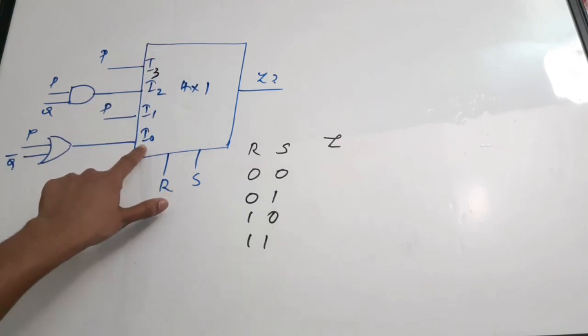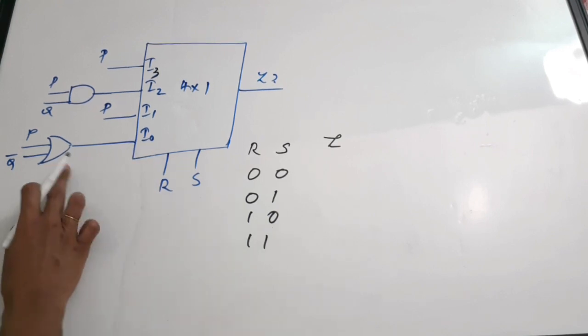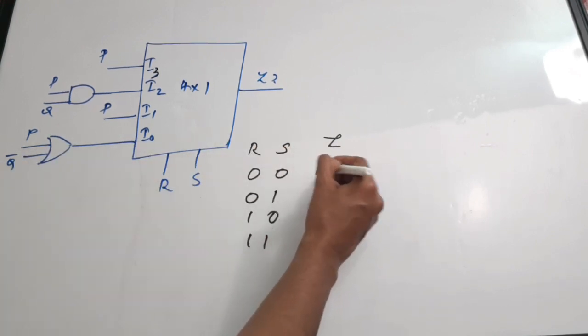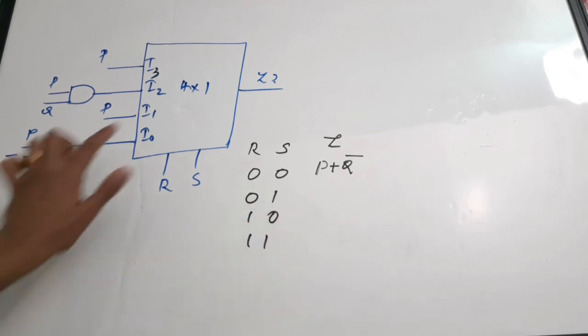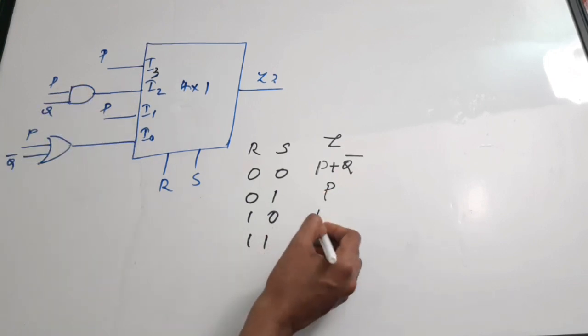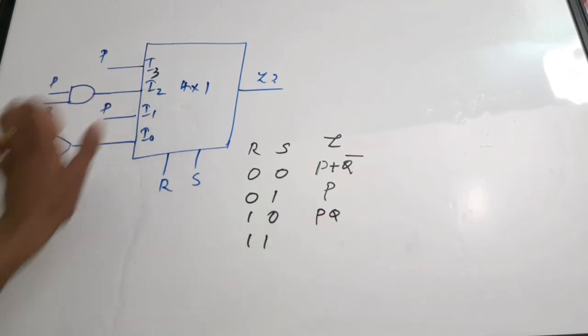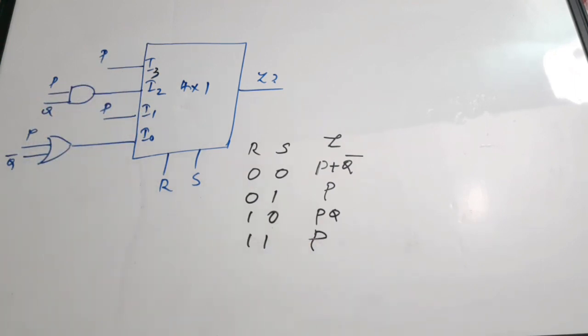Okay, so 0, 0 means I0 is coming, and the expression is P plus Q bar. Okay, P plus Q bar it is. It is also not Q, it is Q bar. Then for 0, 1, your I1, that is P. Then for 1, 0, it is PQ, I2. Then for 1, 1, it is again I3, which is P. So this is your truth table.